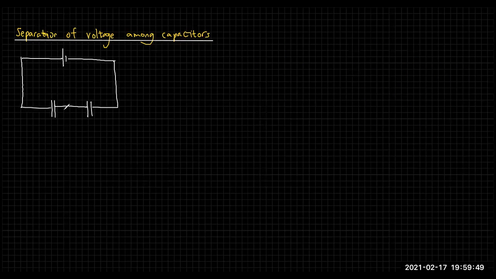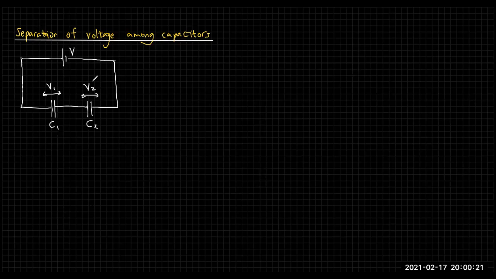Now let's consider a circuit like this. I'll take the voltage of this battery as V for the time being, and there is a capacitor here with capacitance C1, and here a capacitance C2. The potential drop across this is V1, the potential drop across this is V2. In the previous class, we learned that when you have two capacitors in series, the same current will flow through those capacitors for the same time.